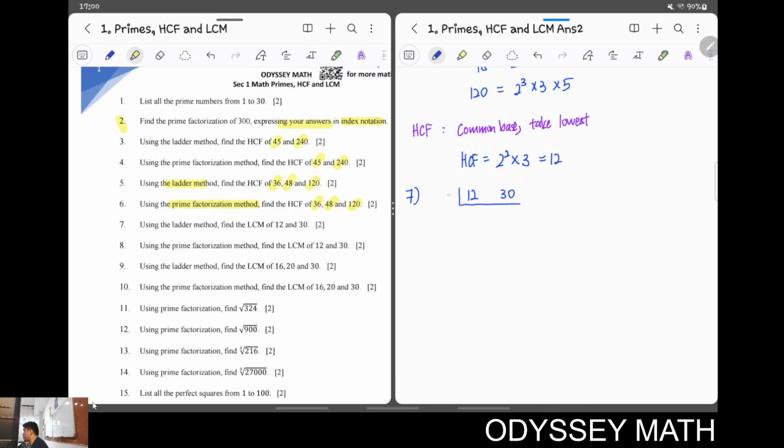12, can it be divided by 2 nicely? Yes. At the same time, 30 can also be divided by 2 nicely. So we get 15 here. Now, 6, can it be divided by 2 nicely? Yes, but 15 cannot be divided by 2 nicely. So we don't put 2. Now let's move on to 3. Can 6 be divided by 3 nicely? Yes. And at the same time, 15 can also be divided by 3 nicely. That will give me 5.